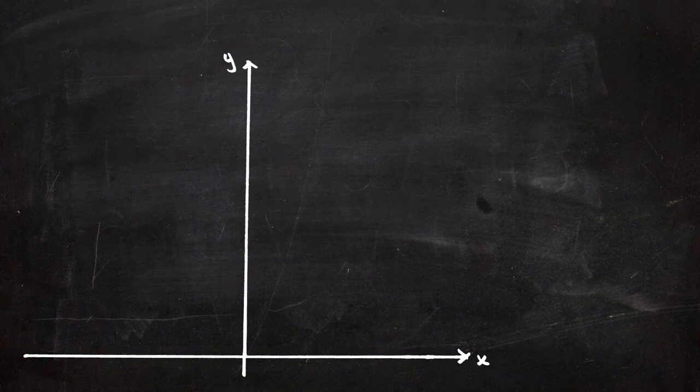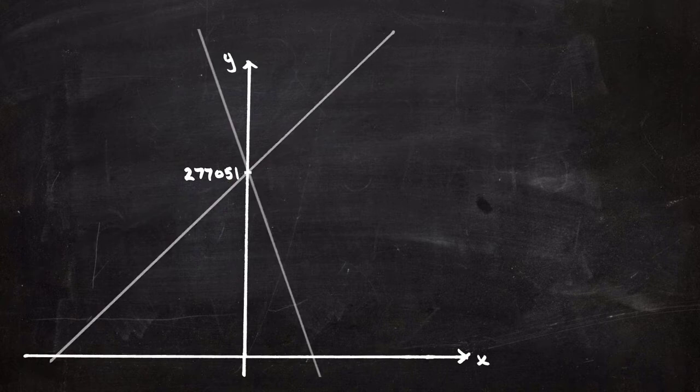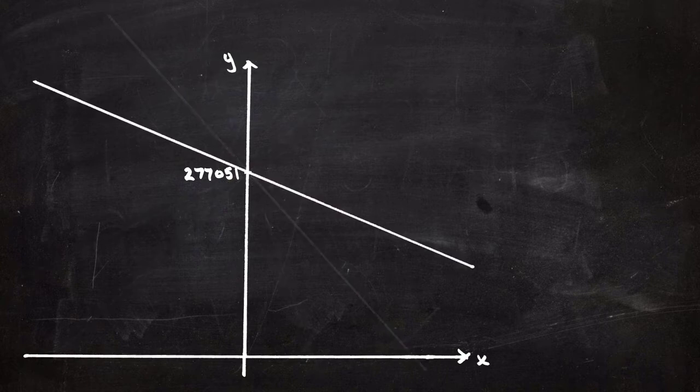So here's your graph, here's the x-axis and here's the y-axis, and they put the secret password on the y-axis. So here it is, 277051, and then what they do is they draw a straight line through it. It could be any straight line you want. It could be sloping up or sloping down, but the straight line is the secret, right?